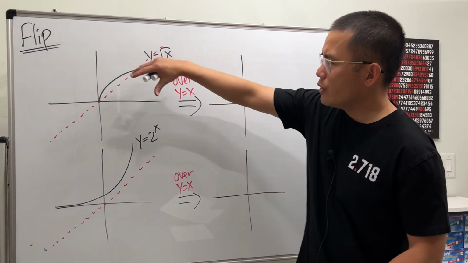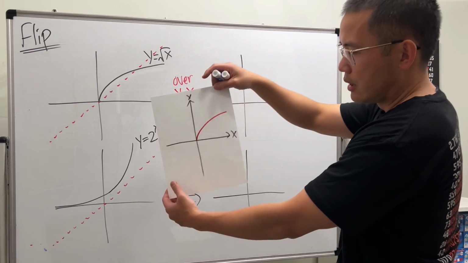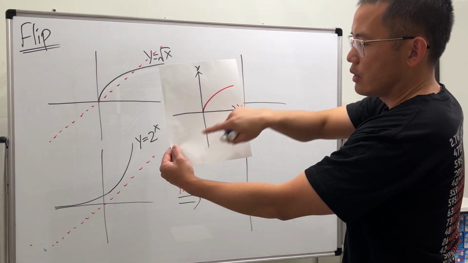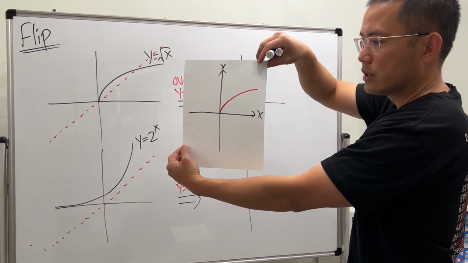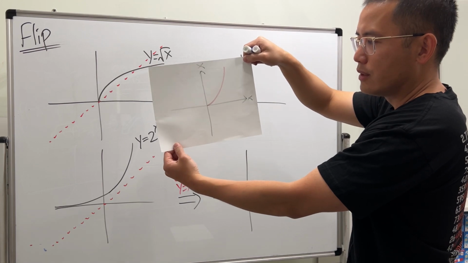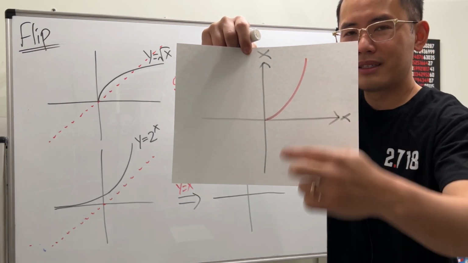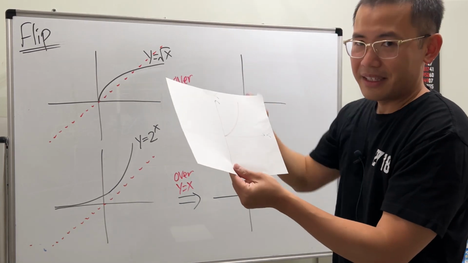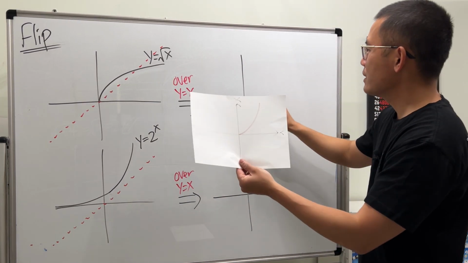So how do we flip that over y is equal to x though? Well, this is how I do it. You hold the diagonal right here, y is equal to x, this 45-degree diagonal, and then just flip over, and then don't you see this part, the result of this part? That is the inverse. So the graph for it will be like this.